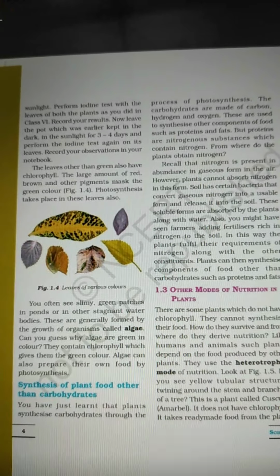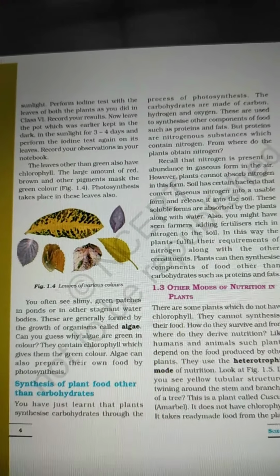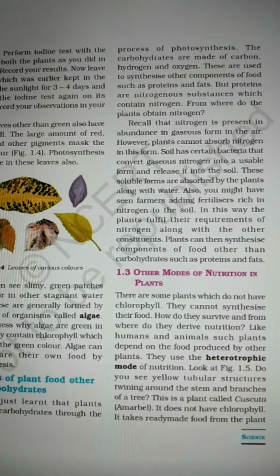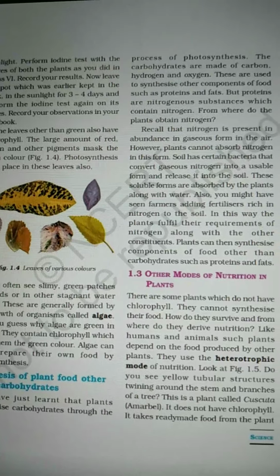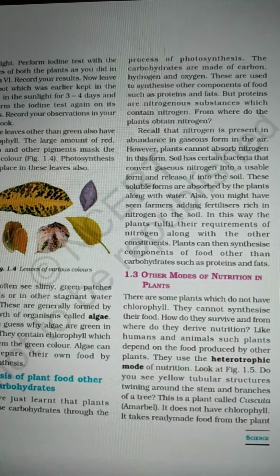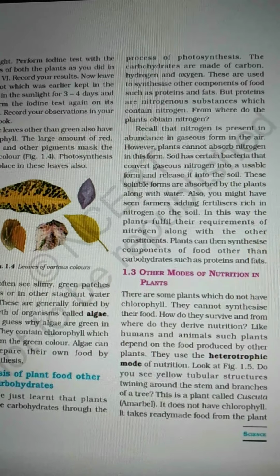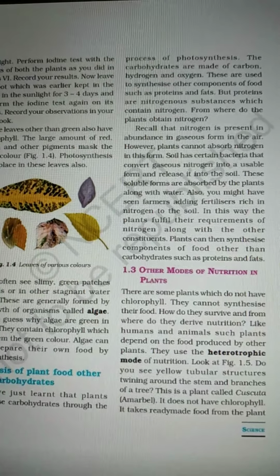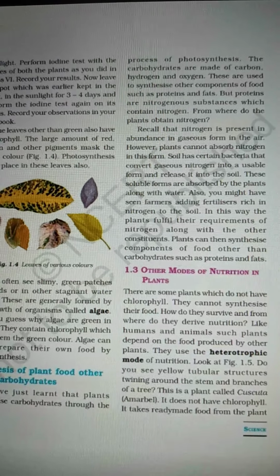So the plant makes carbohydrate. The carbohydrates are made of carbon, hydrogen and oxygen. That we learned first only, that the carbohydrate which is present in a plant is made of carbon, hydrogen and oxygen. Carbohydrate, we read first, means starch.